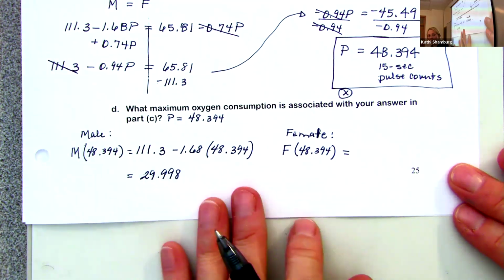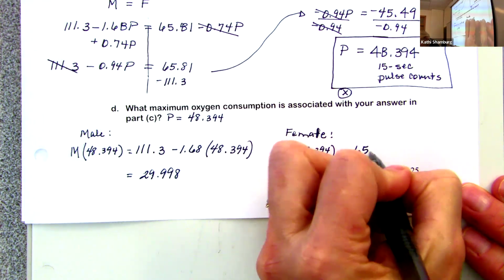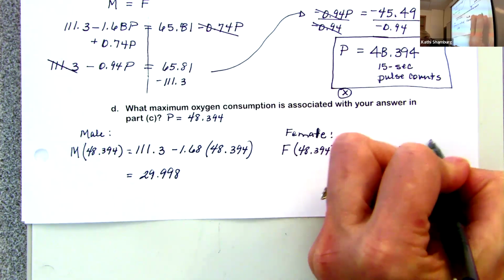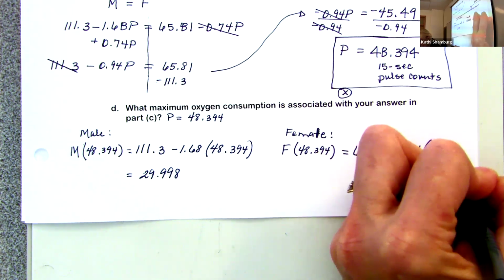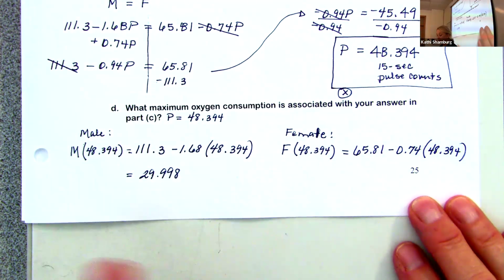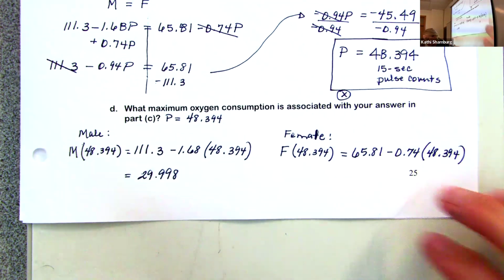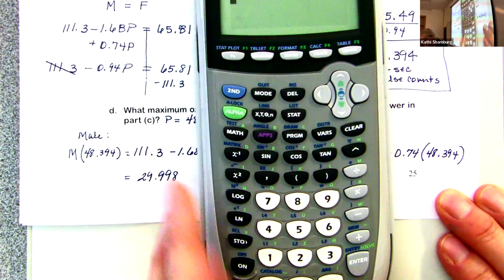So now we're going to put it into the female equation, 65.81 minus 0.74 times 48.394. And we know we should calculate what? 29.998, but I'm going to confirm if that's actually what happens.